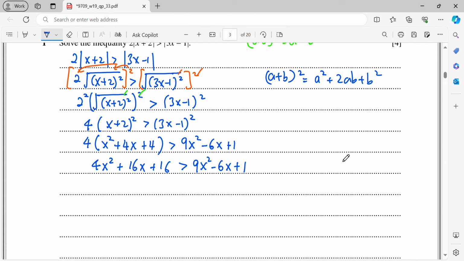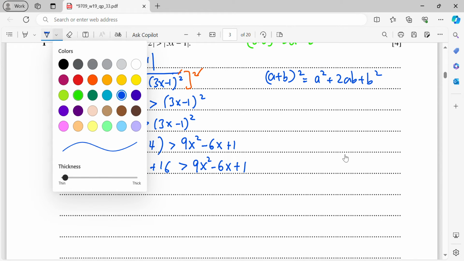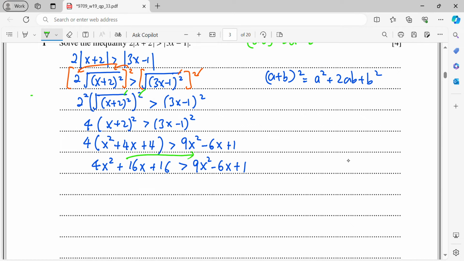So by moving all the terms on the left side to the right hand side, 9x squared minus 4x squared, you will be getting 5x squared. Minus 6x minus 16x is minus 22x. And then 1 minus 16 is minus 15. So when we move all the terms to the right side, basically it's less than 0, because we are reading from right to left.